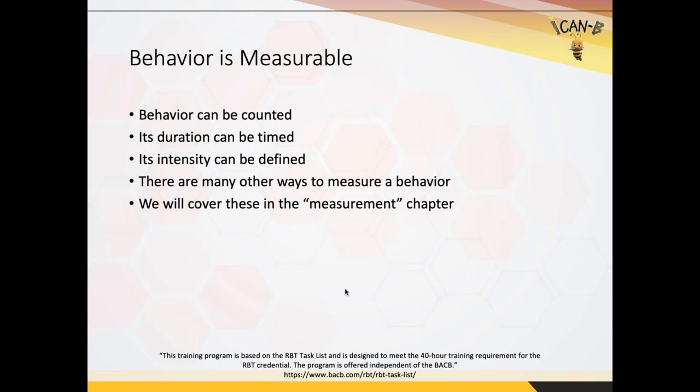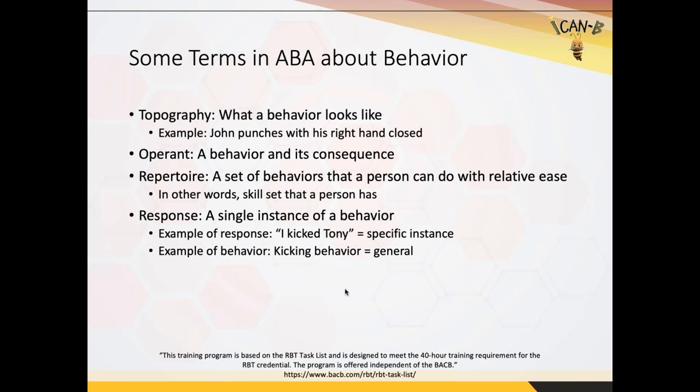Behavior can be counted, its duration can be timed, its intensity can be defined, and there are many other ways to measure behavior. We will cover these in the measurement chapter. Some terms in ABA about behavior. Topography is basically what a behavior looks like. An example is John punches with his right hand closed.